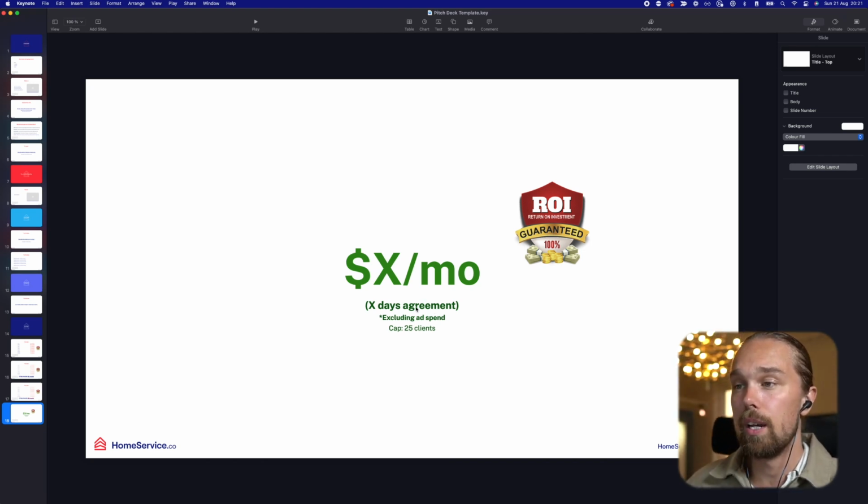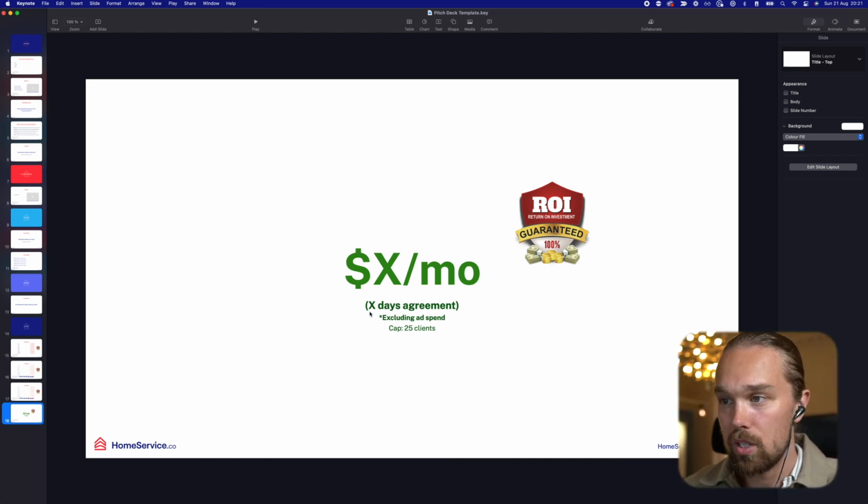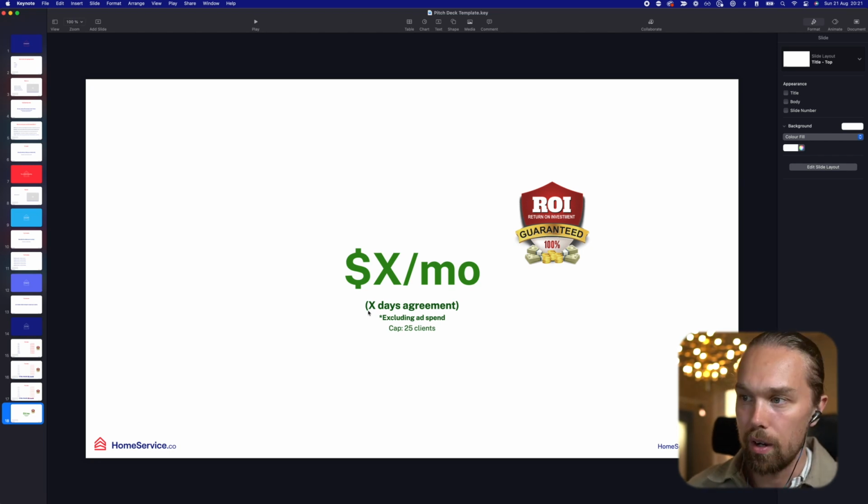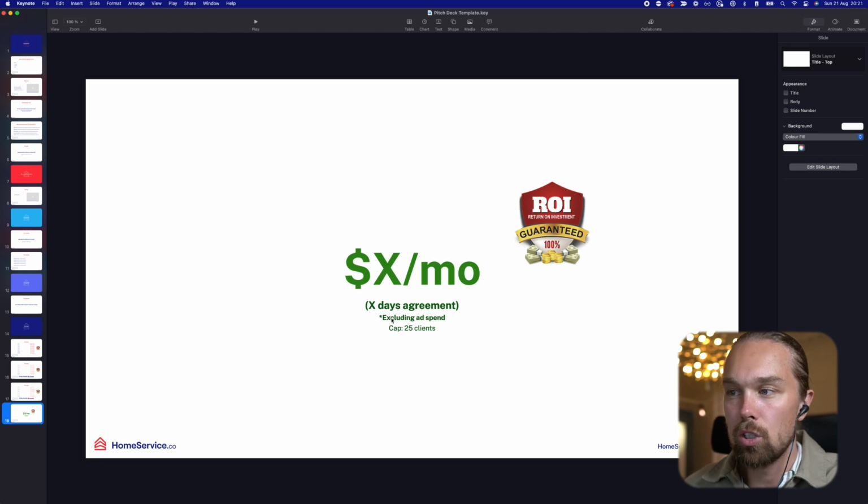Then we also include here how long the agreement is. So if it is 90 days for you, or 120 days, or whatever it might be. We also underline that this price is excluding the ad spend.